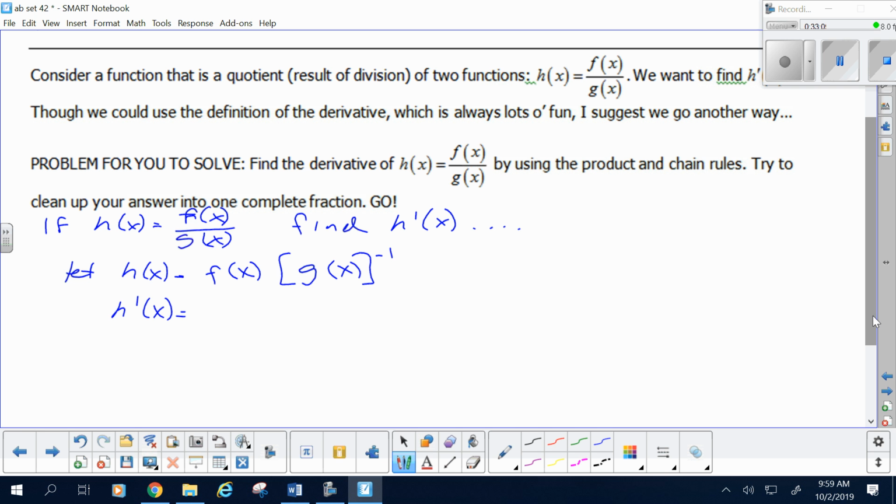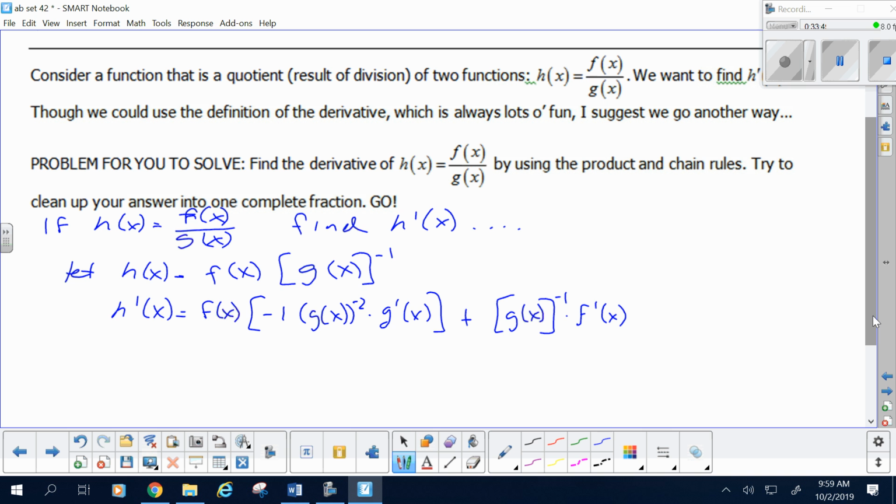All right, now if I then take the derivative of this, I'm going to need two rules: the product rule and the chain rule. So by product rule, first stays the same, and when I say derivative of the second, that's a function within a function. So by chain rule, what's the derivative of the second? Negative 1 g of x to the negative 2 times g prime of x. That's first times the derivative of the second, plus second, g to the negative first, times the derivative of the first, f prime. There's the product rule, yay?